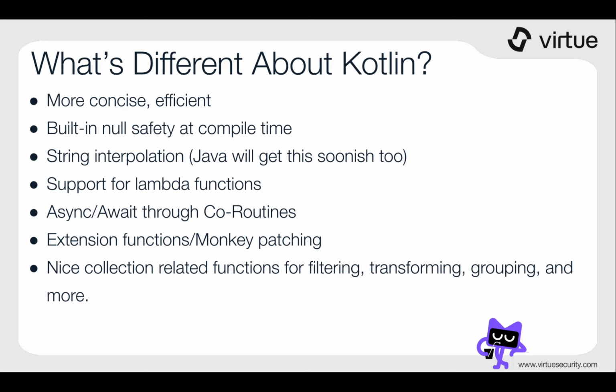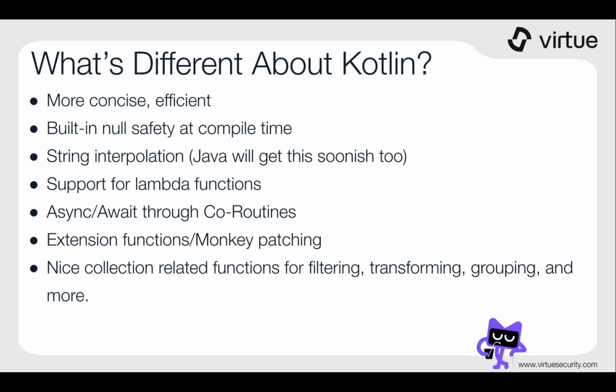So it eliminates most null variable dereferences, but occasionally they can still happen. It's not foolproof, but it's pretty good. The other thing that Kotlin has that Java doesn't yet have, but is actually on the roadmap and I think is in sort of like a beta stage, is string interpolation for people who like that.